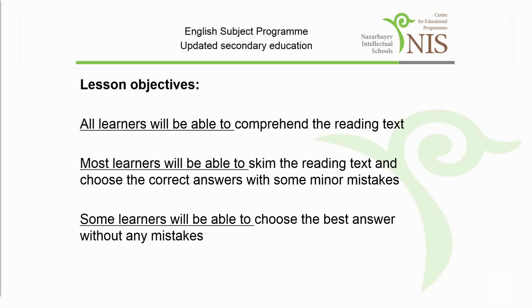The lesson objectives for this lesson might be: all learners will be able to comprehend the reading text. Most learners will be able to skim the reading text and choose the correct answers with some minor mistakes. And some learners will be able to choose the best answer without any mistakes.